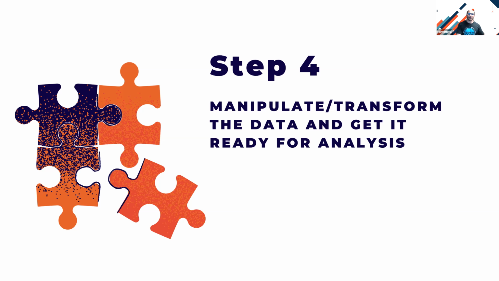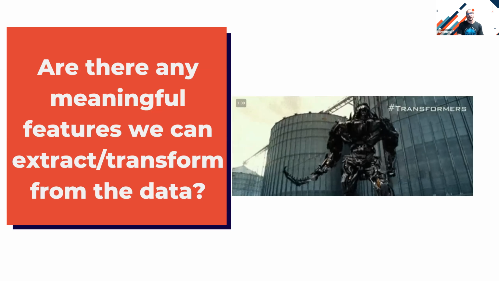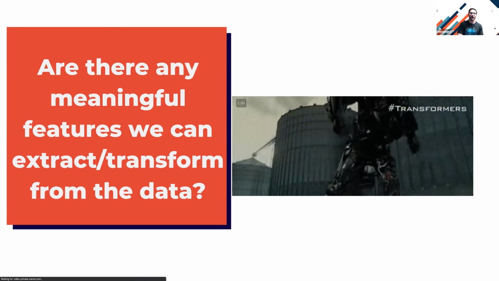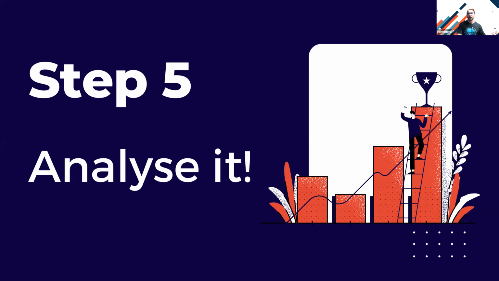You might have a specific representation of the data, but your analytical model or the inferences that you're trying to make from the data will benefit from having different variables, different features in your data. That is a step that can be in between the cleaning and the analysis of the data. As I mentioned, it doesn't have to happen in the exact same way, but they're usually one after the other. So, are there any meaningful features we can extract or transform from the data? That is one part. Then step five, get to analyzing your data.